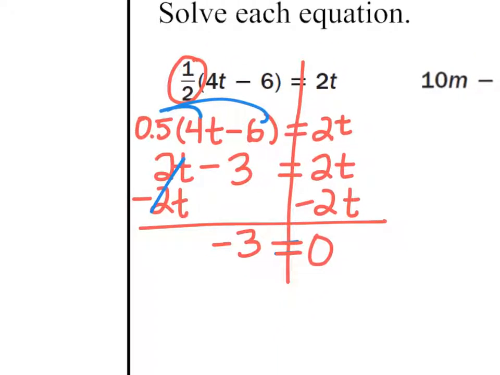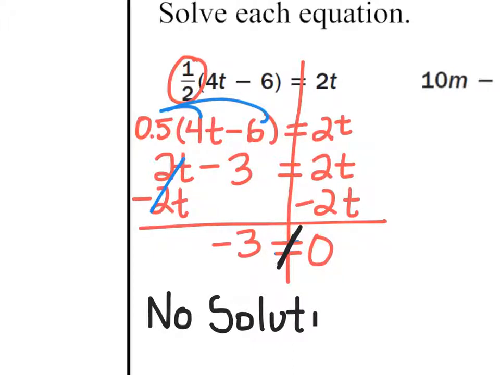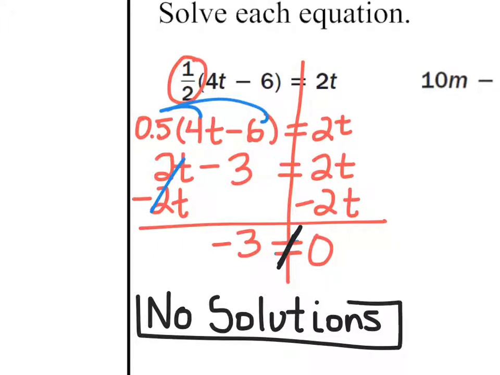The problem with this equation is that negative 3 is not equal to 0, so we put a slash through the equal sign. You're not getting an answer for x, and so what you have to say is no solutions. No solutions is your final answer, because this equation was false.